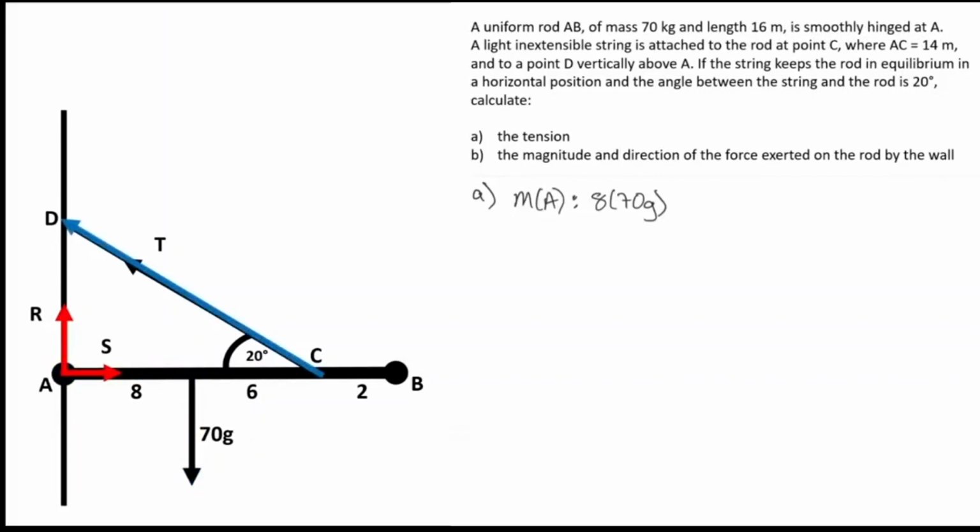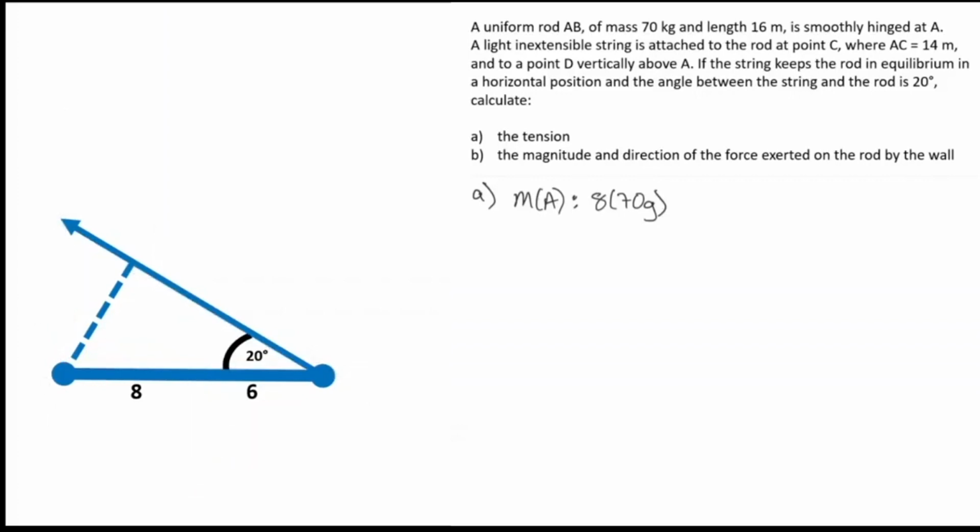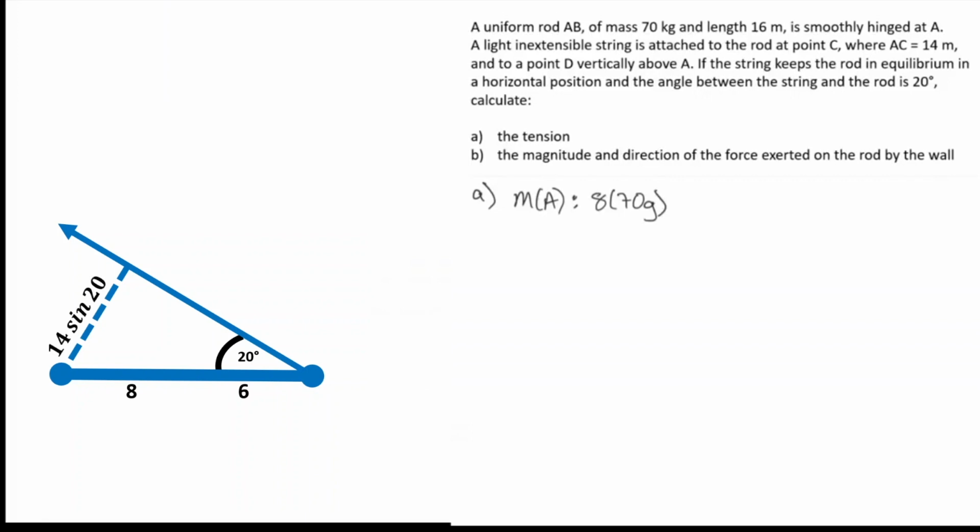So the next force to consider is this tension. Now, we need to find the perpendicular distance from point A to that tension. And I'm going to rely on one of these overlay diagrams again. I'm trying to find the distance of this dashed line. I've got the force, I've got the perpendicular distance as a dashed line, and I've got the portion of the rod that helps to form the right angled triangle. So this dashed line is going to be 14 sine 20.